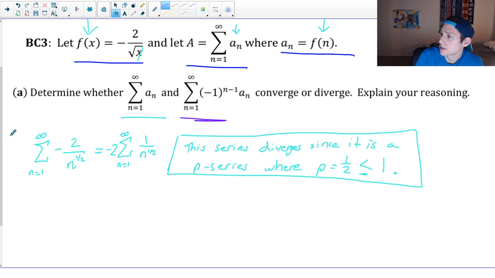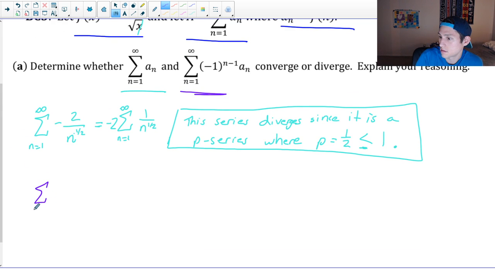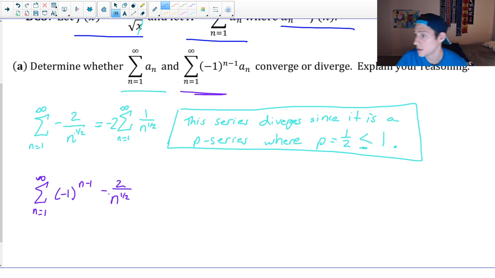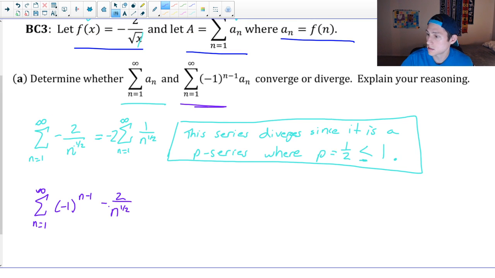All right, so secondly, we want to look at this series, n equals 1 to infinity of negative 1 to the n minus 1 times a_n, but I'll go ahead and write a_n as this thing. So what this looks like is an alternating series. All we've done is take this a_n that we already had, but now we have this negative 1 to the n minus 1, which makes me think about an alternating series.